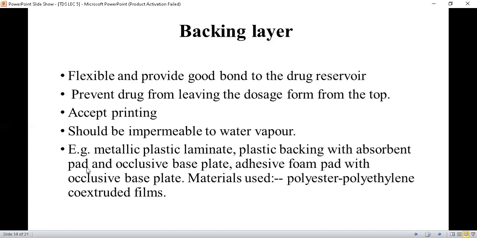Now the next thing is the backing layer. It must be flexible and provide a good bond to the drug reservoir. It prevents the drug from leaving the dosage form from the top, because this is the layer present on the top of the transdermal drug delivery system. It should be impermeable to water vapor. Examples are metallic plastic laminate, plastic backing with absorbent pad and occlusive base plate, and adhesive foam pad with occlusive base plate. Materials used are polyester, polyethylene, and co-extruded films. These are the substances used for the preparation of the backing layer.